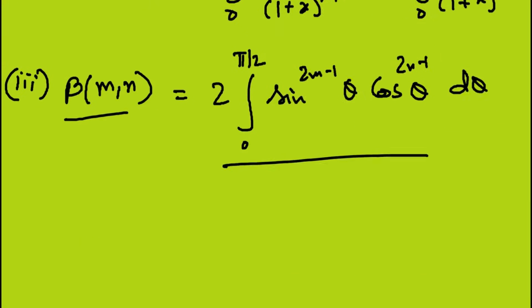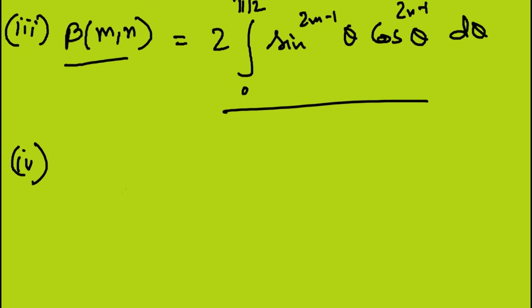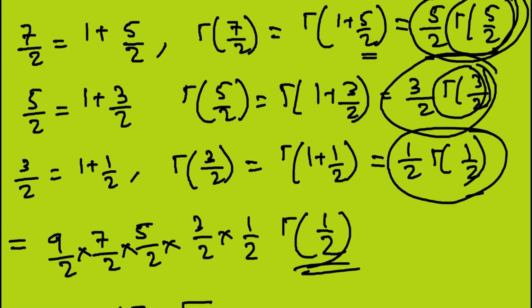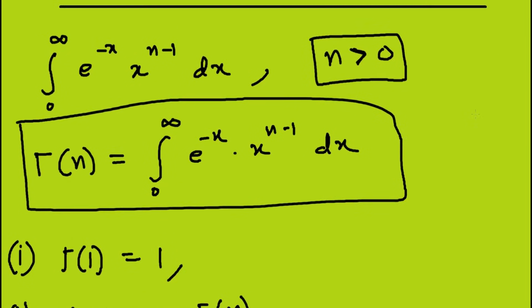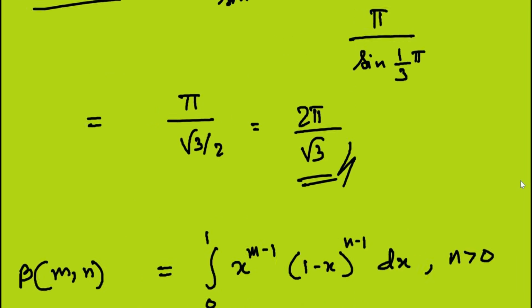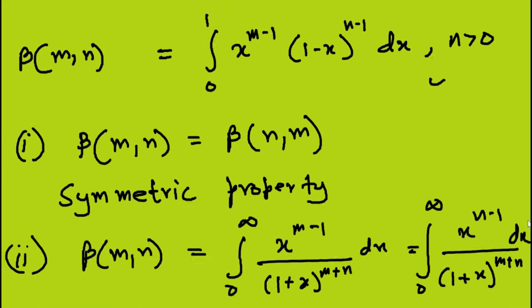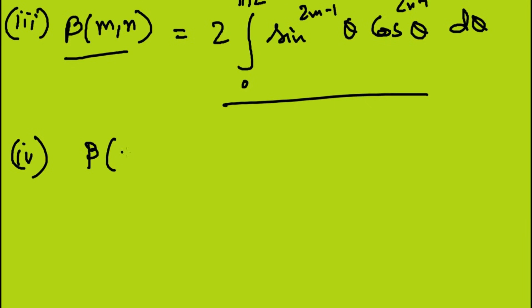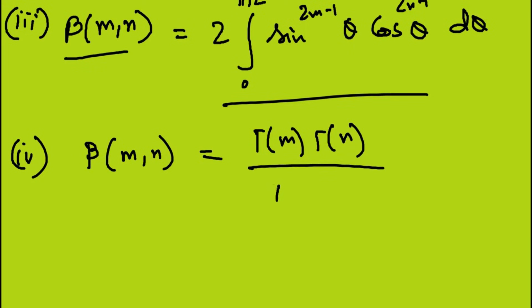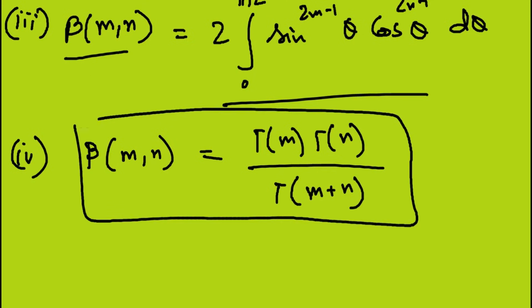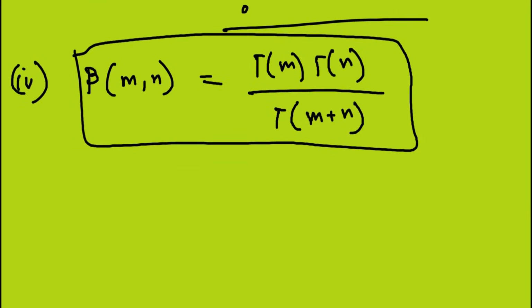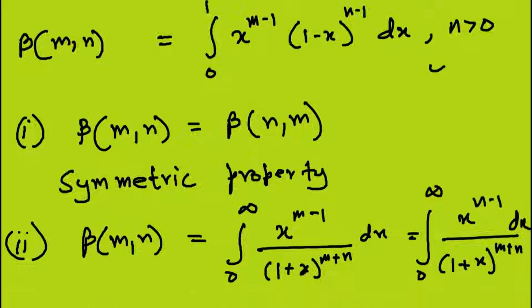So now at last we have another very important property. The fourth property is the relationship between the beta function and the gamma function. So beta m comma n can be written as gamma m times gamma n divided by gamma m plus n. This is how we can write beta m comma n. Beta m comma n equals gamma m times gamma n divided by gamma m plus n. So now again let's solve problems to better understand all these.